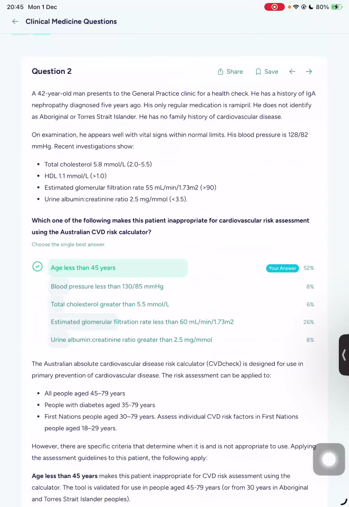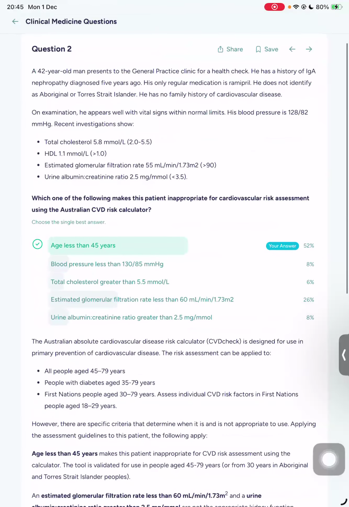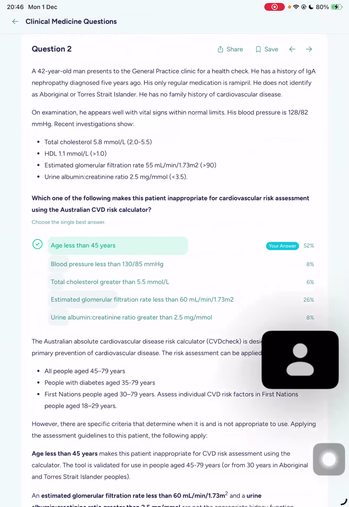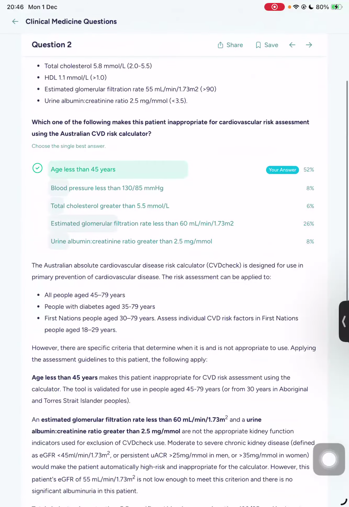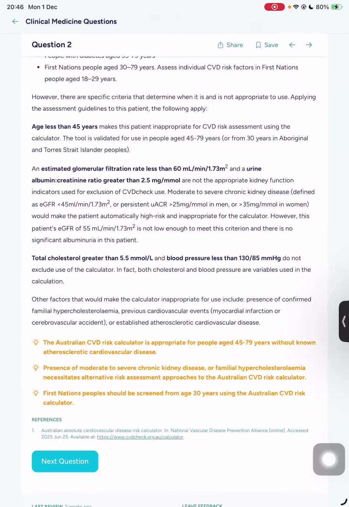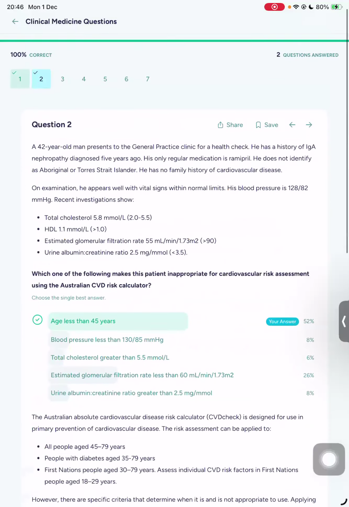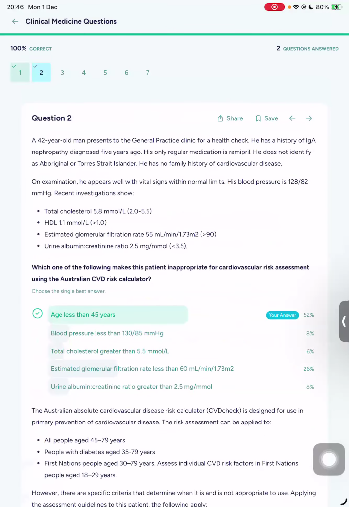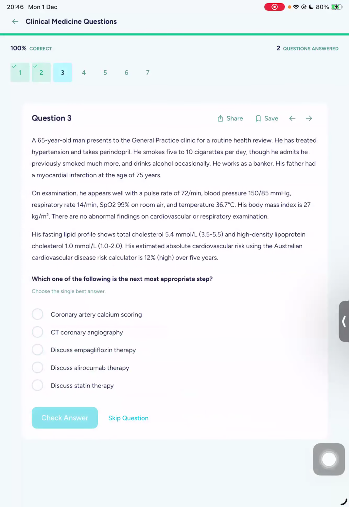This person is 42, right? He's not diabetic, and he's not a First Nations person. In the question, they clearly mention it. So age less than 45. Okay, let's move to the next one. Here also they are mentioning the same thing. I think we don't have to read again and again. Let's move to the next one.